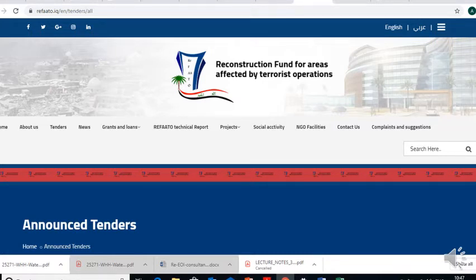So this is another page. This one is actually from an NGO called Reconstruction Funds for Areas Affected by Terrorist Organizations. So that is refato.iq. This is basically a committee where NGOs, non-government organizations, can announce tenders, and they can invite people to tender for certain contracts. So check out that website if you have time.